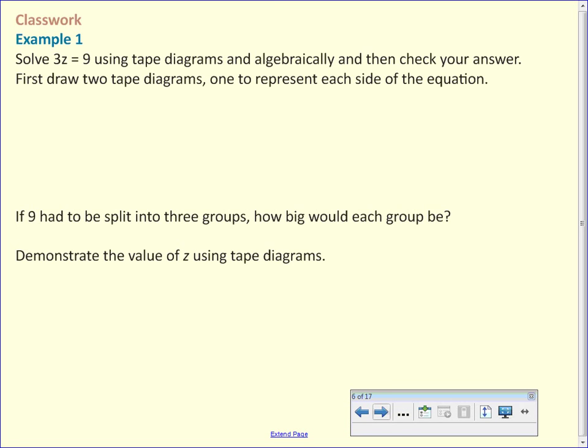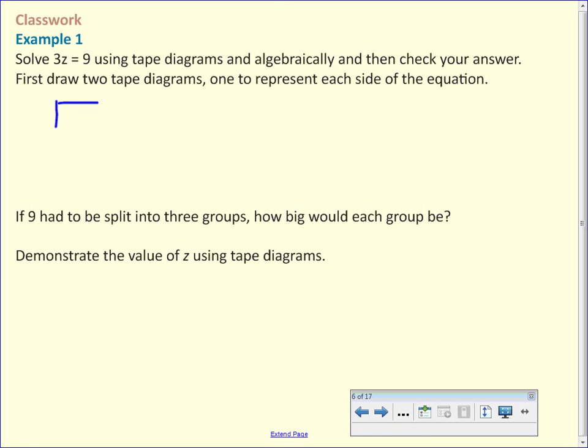Okay, so 3z equals 9. What operation is in there? What does that mean, 3z? Everybody? Multiplication. It's 3 times z. So first let's draw two tape diagrams to represent each side of the equation.